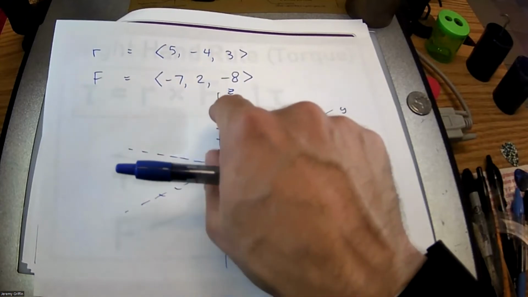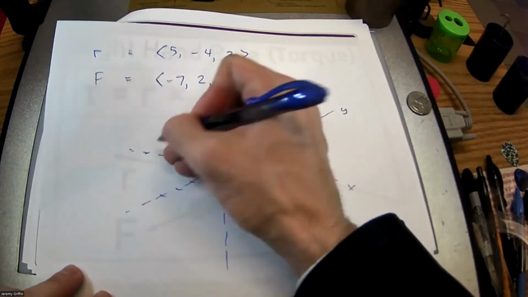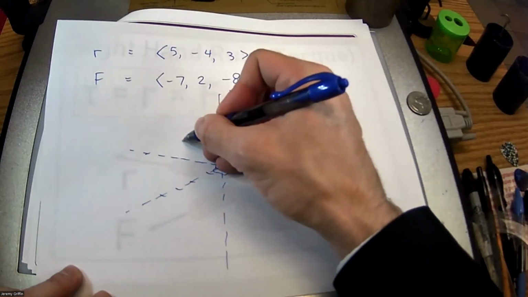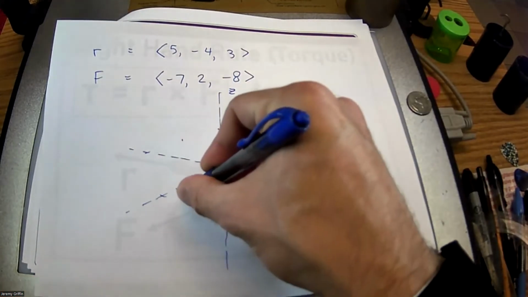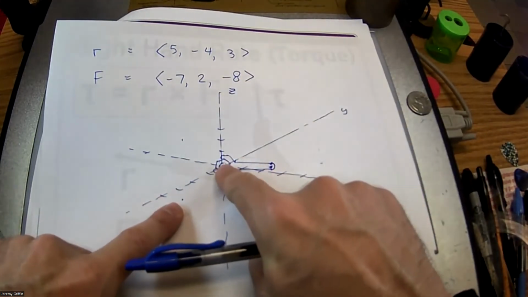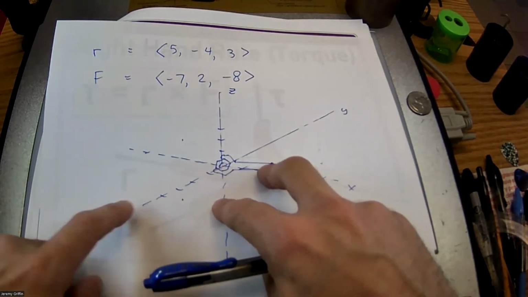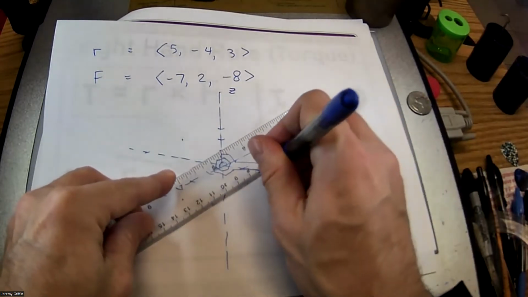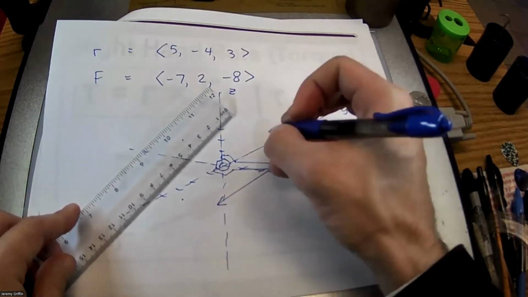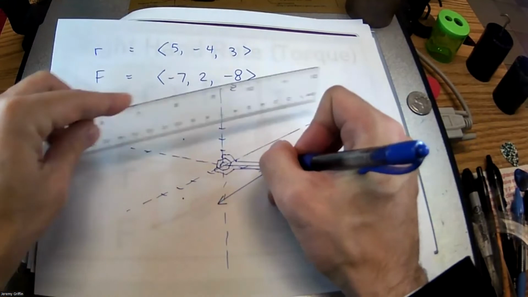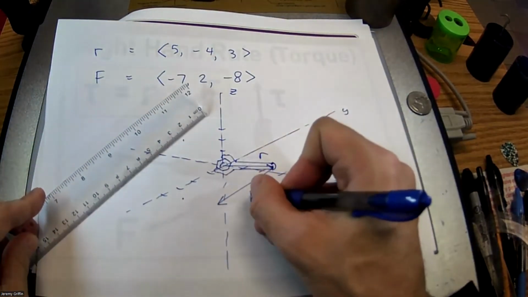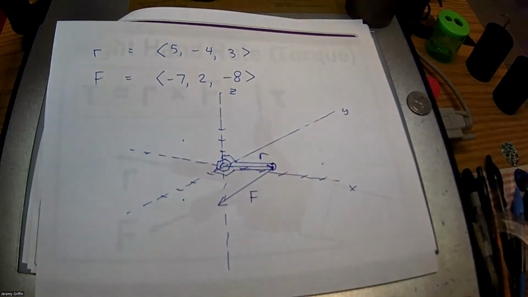-7, 2, -8. So here's -7, 2, -8. That's way down here. From the origin to this point is the direction of the force, but I'm going to take that and apply it right here at this handle. So this force is in three dimensions, applied down here. So here's my R. Here's my F.